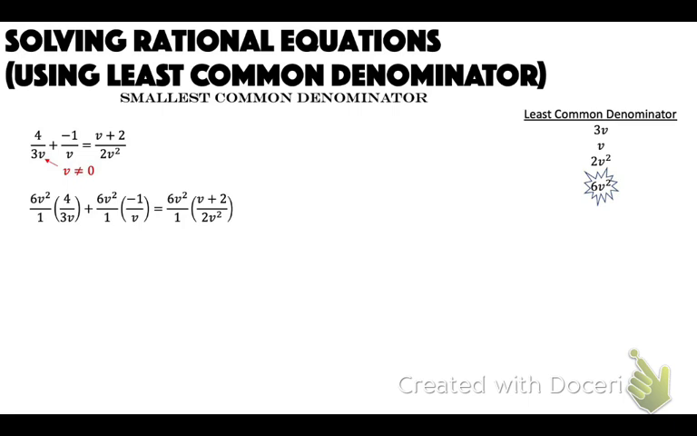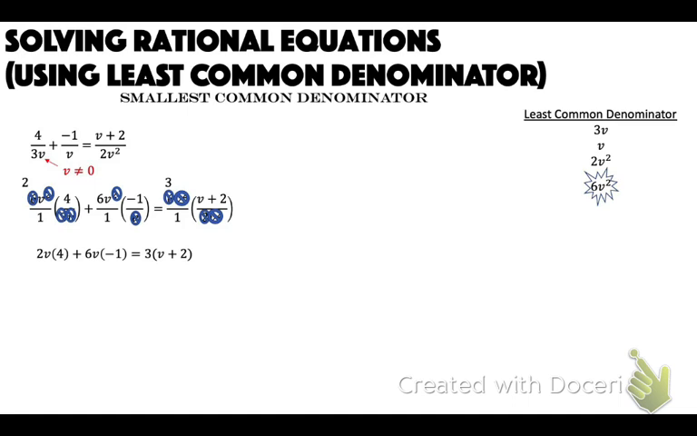So we have 6v squared times 4 over 3v plus 6v squared times negative 1 over v equals 6v squared times (v plus 2) over 2v squared. So in that first one, 3 cancels into the 6, leaving us with a 2, and then those v's cancel, so we just have one v on top. Here, one of the v's cancels, and in that last one, this 2 goes into 6 3 times, and the v squareds cancel. So I'm left with 2v times 4 plus 6v times negative 1 equals 3 times (v plus 2).